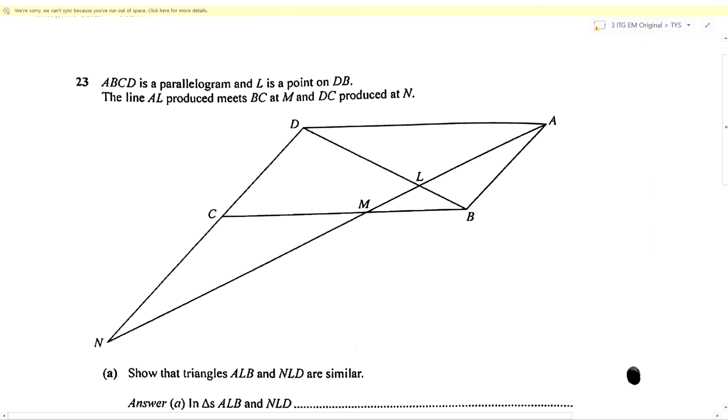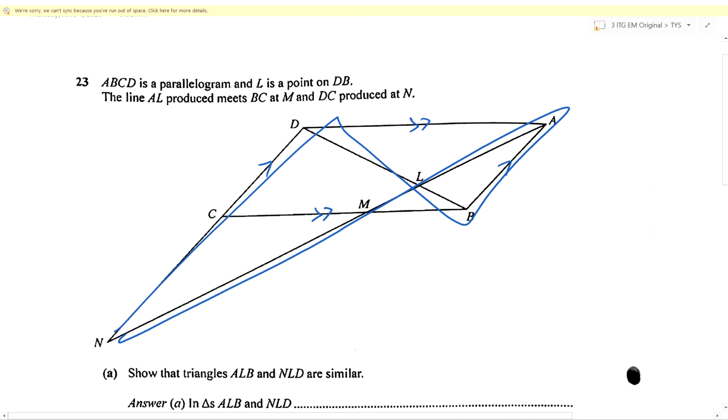Okay, now question 23, the second last question I'm going through. We've got a parallelogram, so parallel sides. We've got many triangles. Show that ALB and NLD are similar. To show that these two triangles are similar, actually we should have recognized them already because they are of this shape.